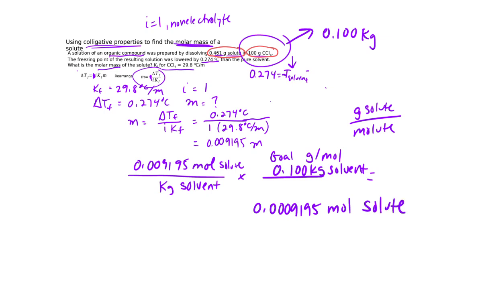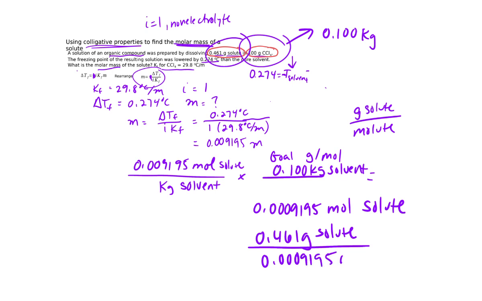And we were given the mass of the solute in the problem. So we have 0.461 grams. That's what was used to make that solution. If we divide that by the number of moles which we've now calculated to be in that solution, we'll get its molar mass. We end up with 501.4 grams per mole for this organic compound. Okay.